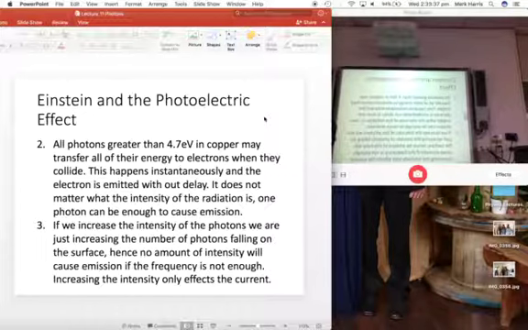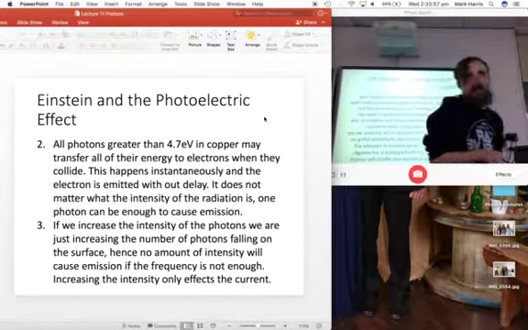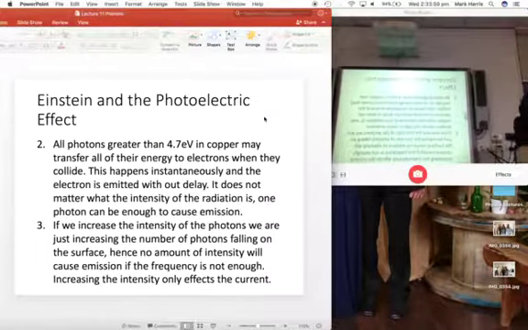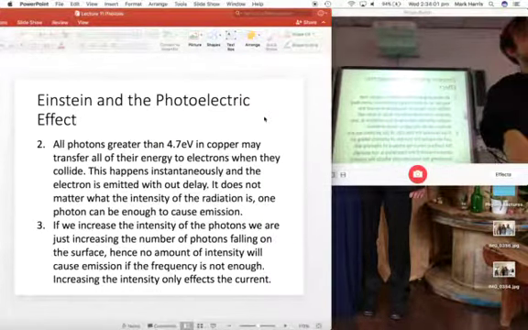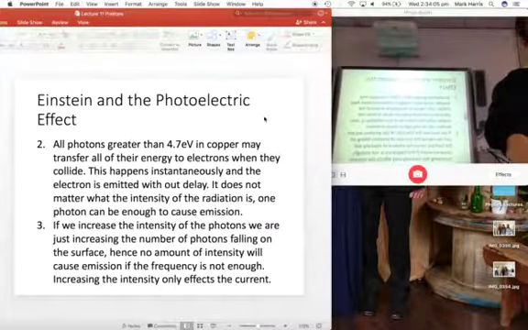Number 3, if we increase the intensity of photons, we are just increasing the number of photons falling on the surface, hence no amount of intensity, no brighter light, will cause the emission if the frequency is not enough. Increasing the intensity only increases the current that you have. So very little intensity, very low current, higher intensity, higher current, assuming we're at the right frequency.